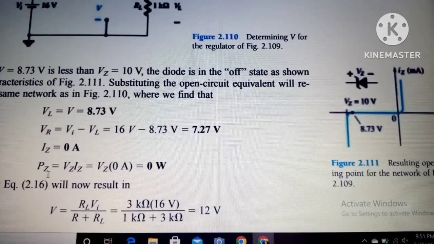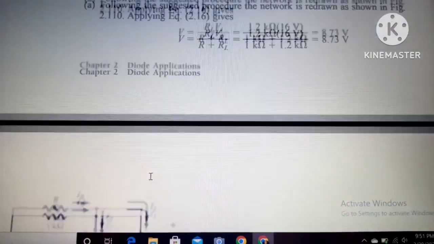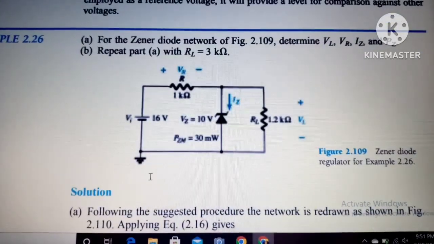So the last thing is the power. We have to calculate the power. So the power here will also be 0, as the power formula is Vz Iz. As Iz is 0, the power will be 0. Now the B part is we have to calculate the same process, but here RL will be 3 kilo ohms.